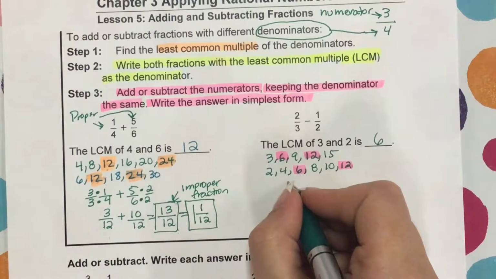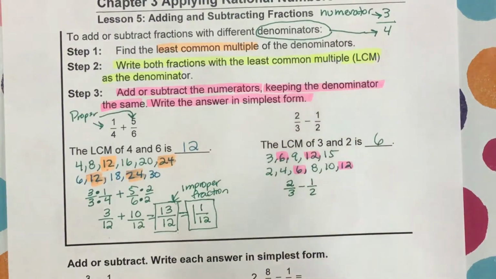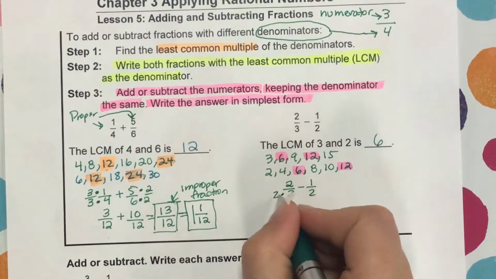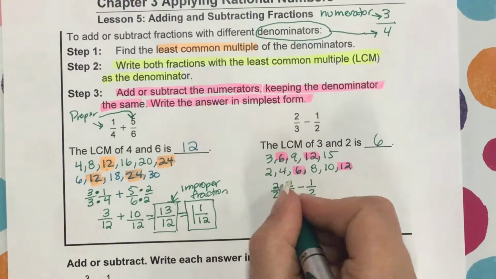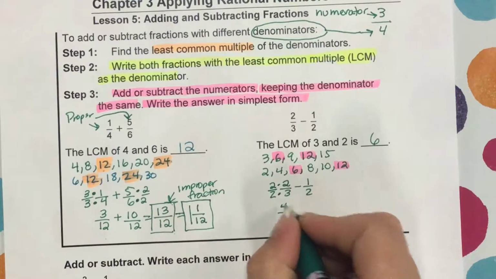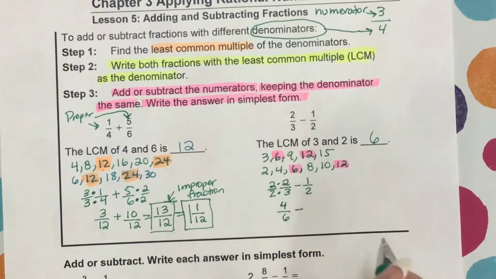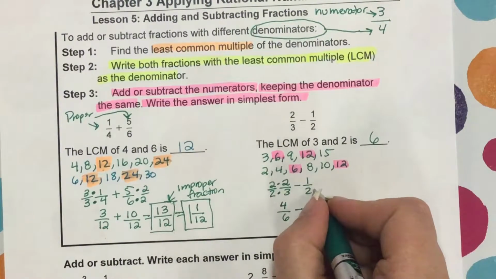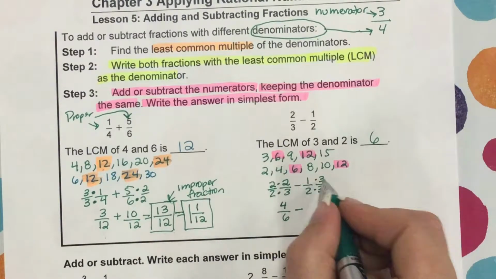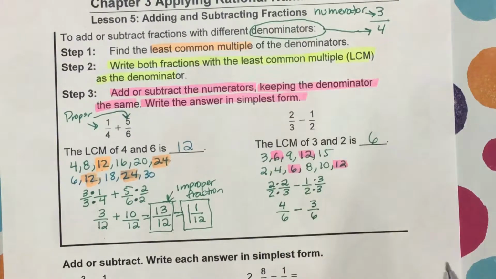So we have 2/3 minus 1/2. And we need each of these to turn into a 6 on the bottom. So to get a 6, we need to multiply the 3 by 2. We have to do that to the bottom and to the top. And that's going to end up being 2 times 2, which is 4, over 6. And we're going to subtract. And then we need this 2 to be a 6, so we're going to multiply it by 3 to the top and the bottom. So 1 times 3 is 3, 2 times 3 is 6.